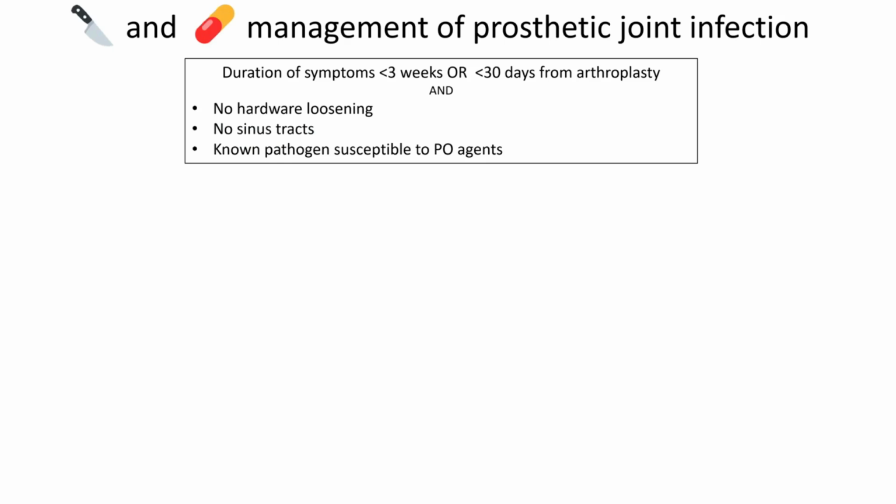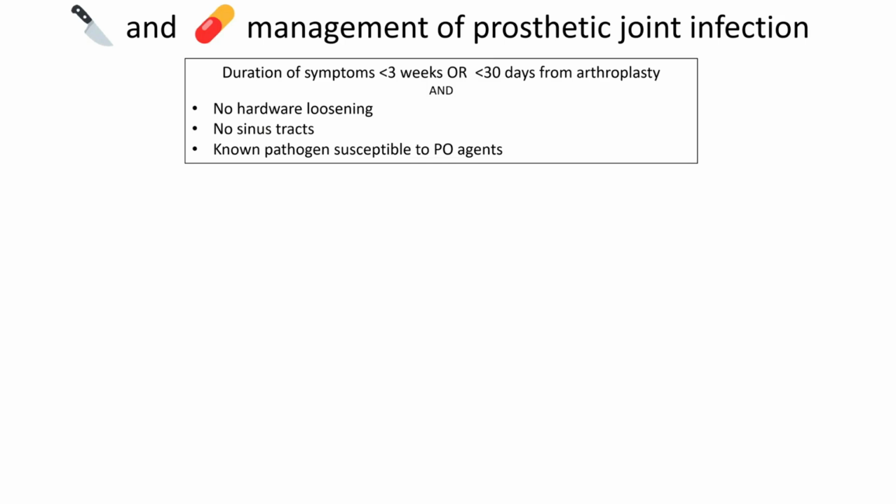And then this one, this is where I'm going to explain the DAIR and stuff. So the surgical and medical management of prosthetic joint infection, if the duration is less than 3 weeks or less than 30 days, and there's no hardware loosening, no sinus tracts, and a known pathogen. What's the recommended surgical modality for these PJIs, second years? So, we all know about DAIR and single stage and double stage, two stage, right? So out of those, which patients qualify for DAIR? So debridement, antibiotics, and implant retention are these patients, is what I'm trying to say.